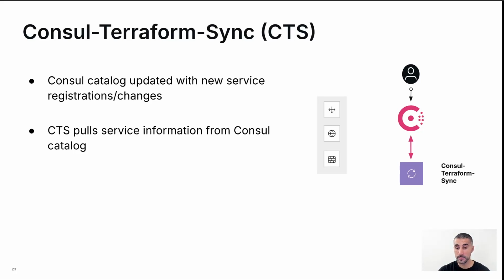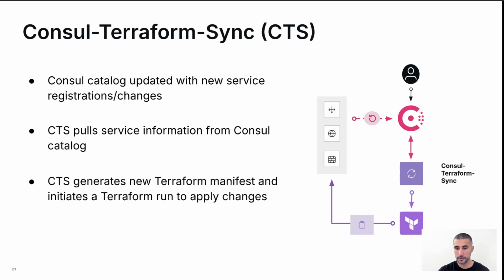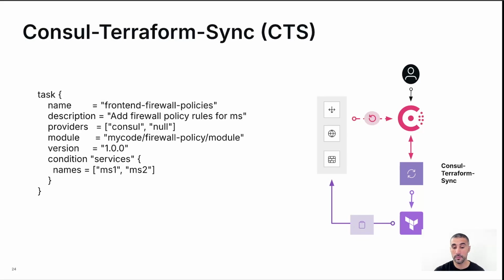With this real-time automation, teams no longer need to manually update infrastructure. CTS ensures that changes in the service environment are instantly reflected in the infrastructure, allowing services to scale, secure, and adapt dynamically without human intervention. Next, let's explore how CTS integrates with Consul service mesh and Terraform to enable end-to-end automation.